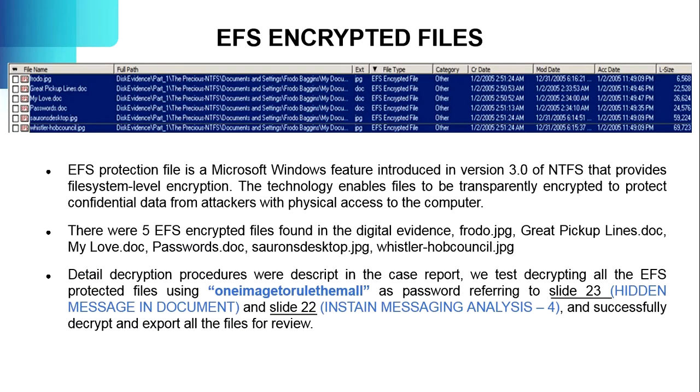EFS encrypted files. EFS protection is a Microsoft Windows feature introduced in version 3.0 of NTFS that provides file system level encryption. The technology enables files to be transparently encrypted to protect confidential data from attackers with physical access to the computers. There were 5 EFS encrypted files found in the digital evidence: Frodo.jpg, Great Pickup Lines, mylove password, Southern Desktop.jpg, Whistler Hop Council.jpg. Detailed description of the procedure is in the case report.